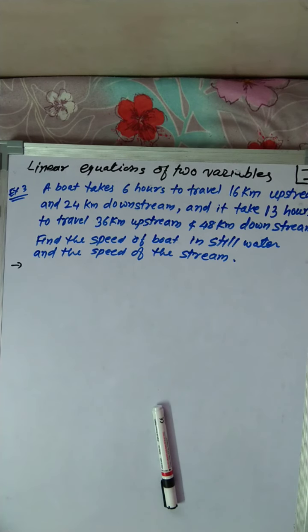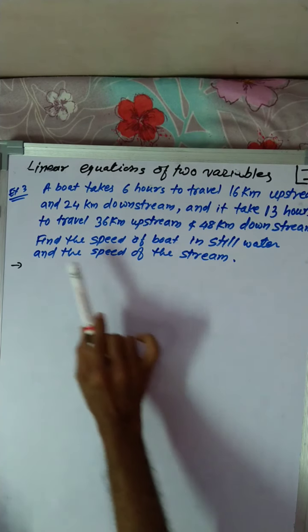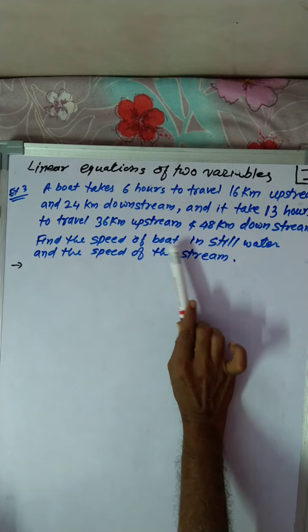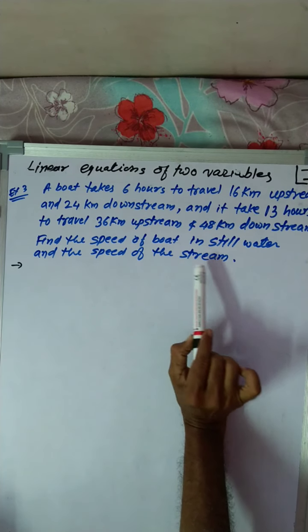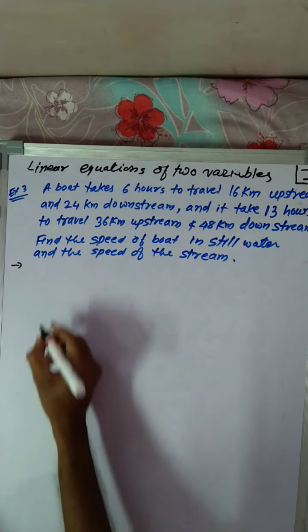For this, they are asked in this question the speed of boat in still water and the speed of the stream. Let we take the speed of the boat in still water is x km per hour and the speed of stream is y km per hour.